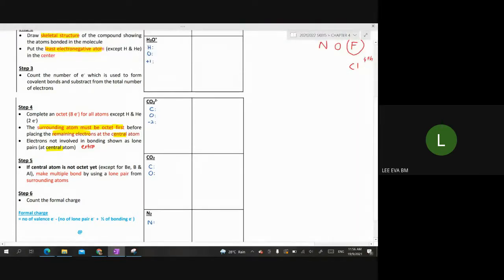Step number 5, only if you need it, then we proceed to step number 5. If the center atom is not yet octet, except for Be, B, and Al, make multiple bonds by using lone pairs from the surrounding atoms. So this one will guide you on how to do it. And step number 6, count the formal charge. There is also a formula to calculate it.